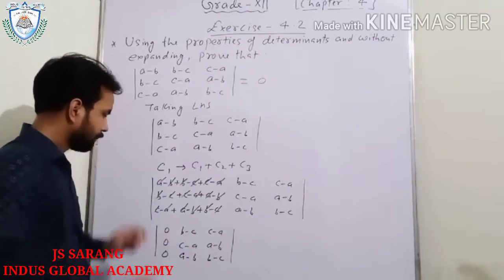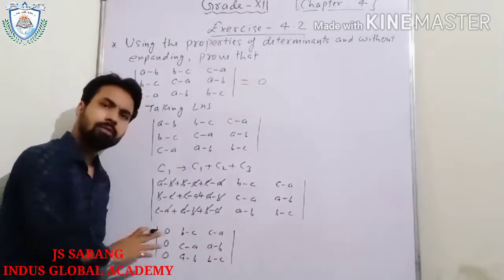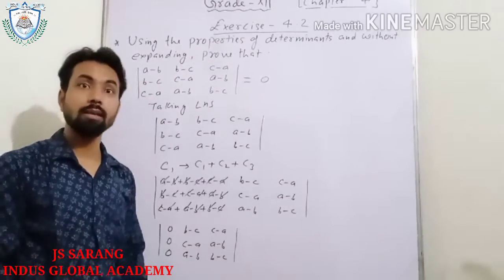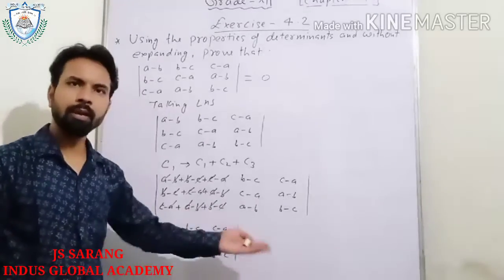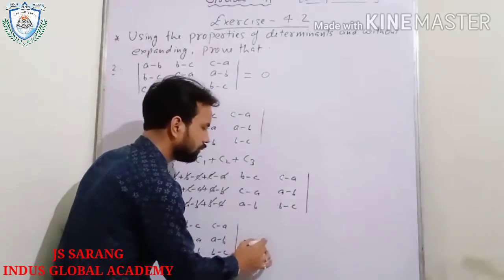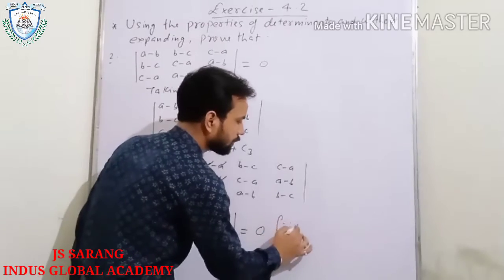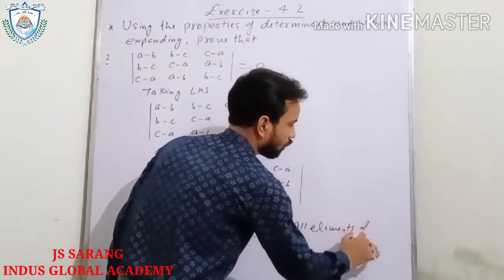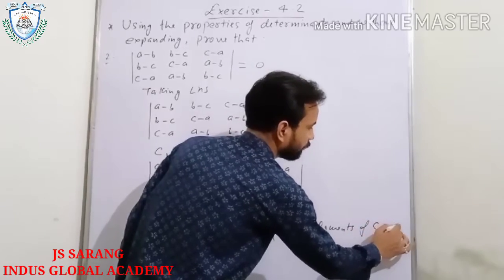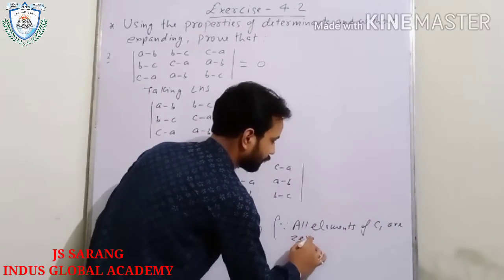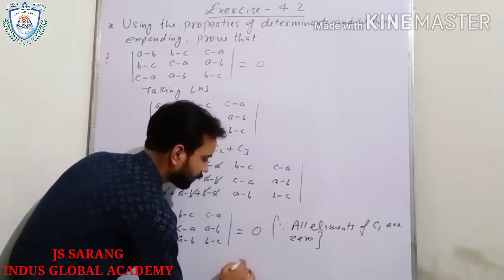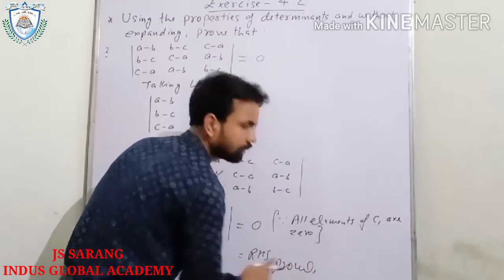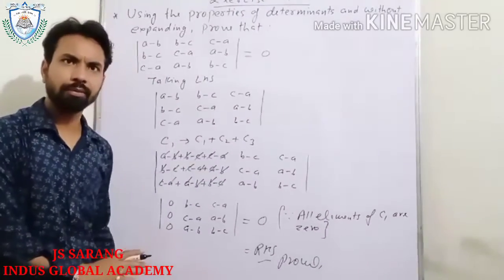Here, see, all the elements of the first column are 0. If all the elements of any row or column are 0, then the value of the whole determinant will be 0. So this is equal to 0. Reason: since all elements of C1 are 0. Hence this is your RHS. Hence it is proved. Clear? Hope it is clear to everyone.